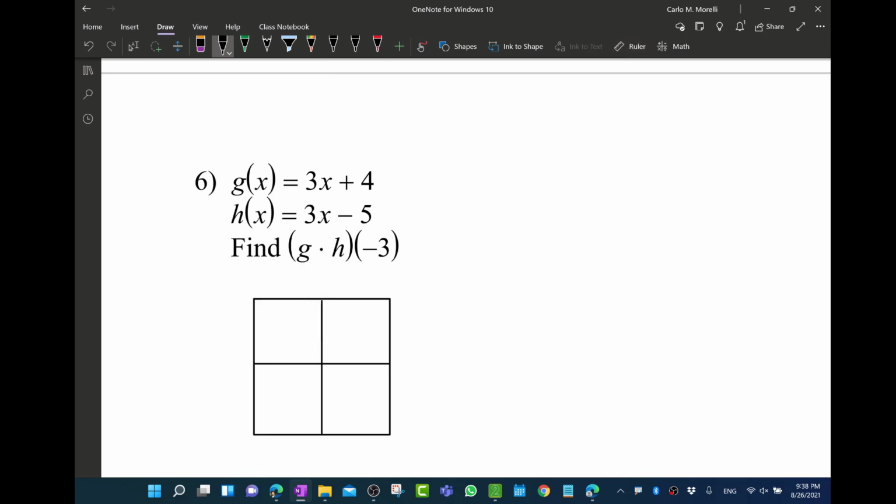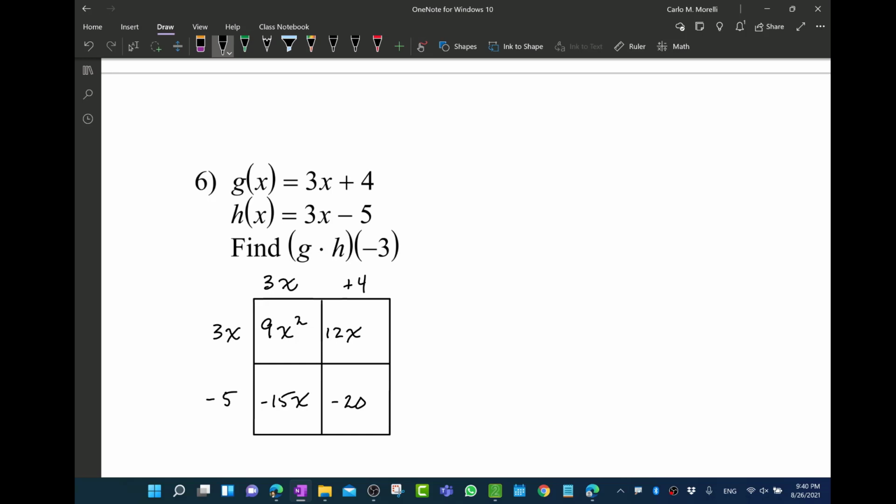Okay, so up on top, we're going to write 3x plus 4. And down here, we're going to write 3x minus 5. Okay, now to do the box method, we just fill in the boxes. So 3x times 3x is going to be 9x squared. 3x times negative 5 is negative 15x. 3x times 4 is 12x. And negative 5 times positive 4 is negative 20.